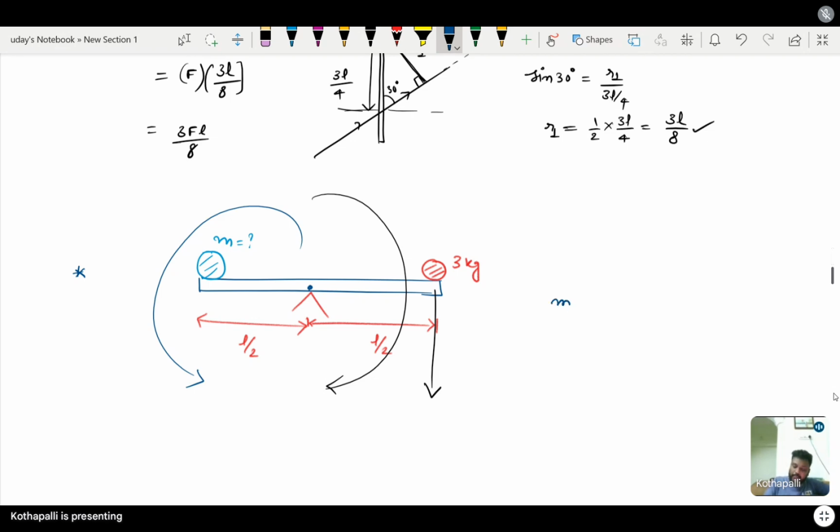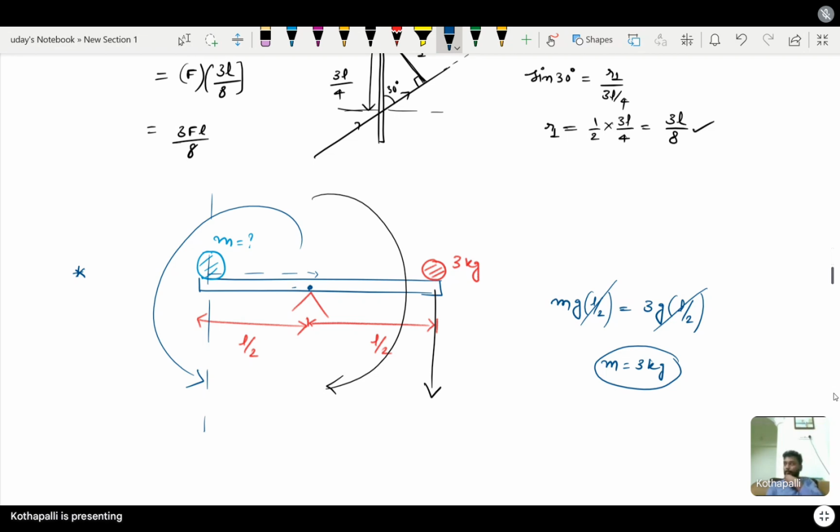So I can say that M into G into perpendicular distance, because the line of action of force is this. This is the perpendicular distance, L by 2, equals 3 into G into L by 2. Torque by 3 kg, torque by M. So obviously it will be 3 kg. Equilibrium case. Understand my point?